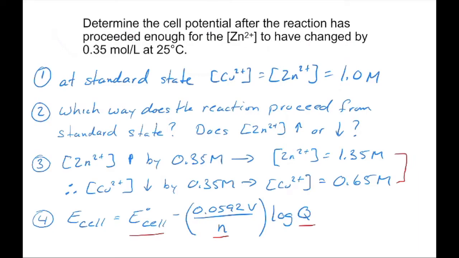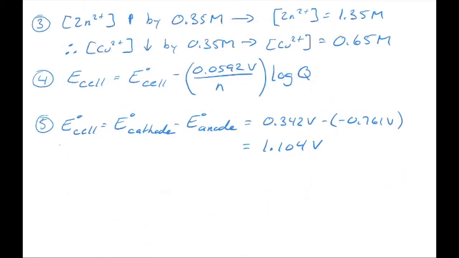So the first thing we're going to do is to figure out the standard cell potential. And to do that, we'll just use this equation, same one we used in previous slides. We can look up the standard reduction potentials for copper and for zinc in the appendix of your textbook, or you can just look back at previous slides to see that copper is 0.342 volts, zinc is minus 0.61 volts, and if we solve for the standard potential of the cell, we're going to get 1.104 volts. Again, we know that's right because it's a positive number. So now we have our standard cell potential.